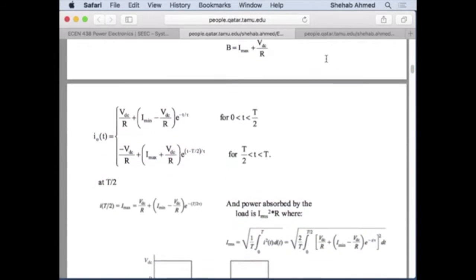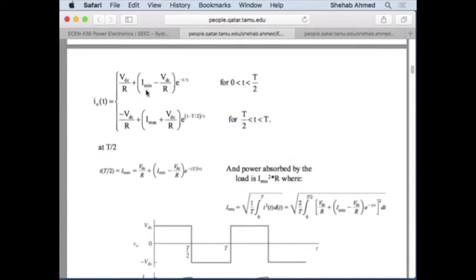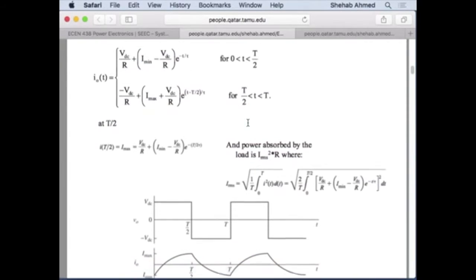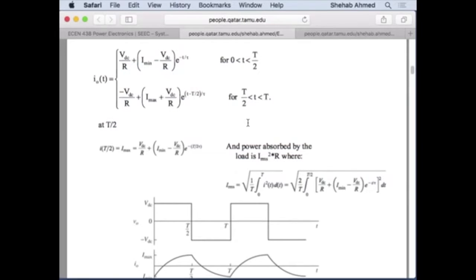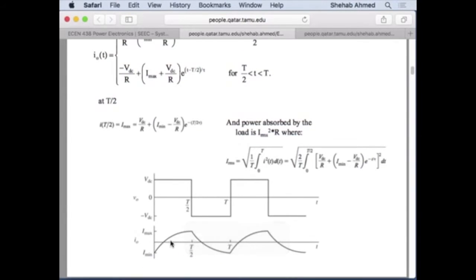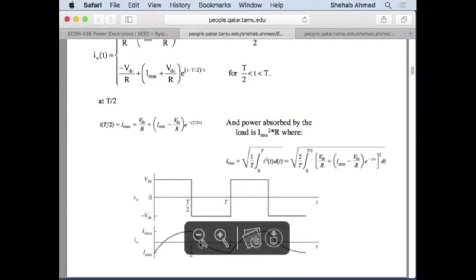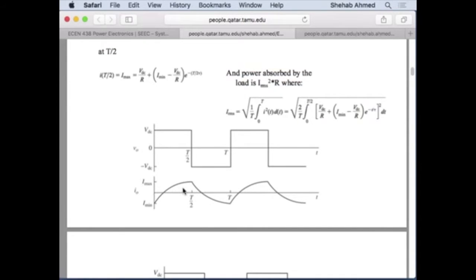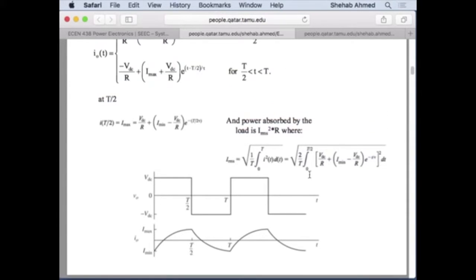So this is the equation for current from 0 to T over 2 and from T over 2 to T. That's fine. RMS value of current, they wrote that here. Again, they took one of these, because the areas are identical. The area on top is identical to the area here. So they just did it on half the cycle. So they took the current.